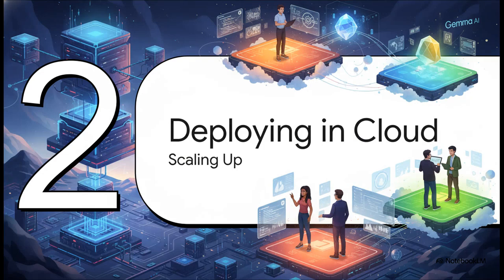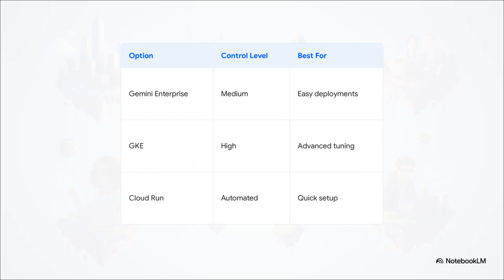Moving on to part 2, deploying in the cloud and scaling up with Google Cloud. Serving models at scale requires you to really understand your infrastructure options, and developers basically have 3 distinct paths here based on exactly what they need to build. Choosing the right cloud serving environment basically comes down to exactly how much control you need versus how much server management you want to entirely avoid.